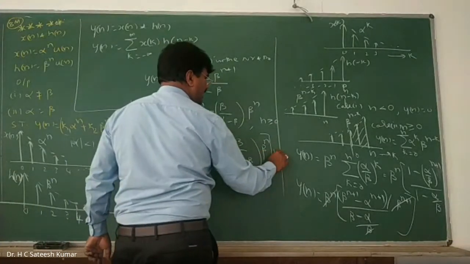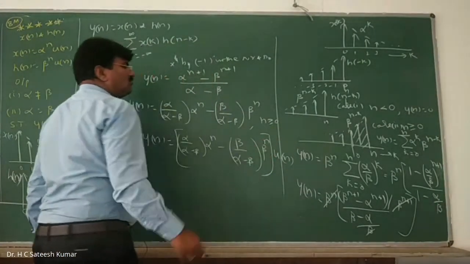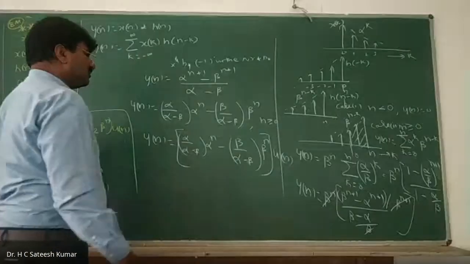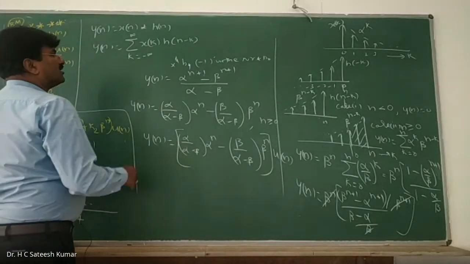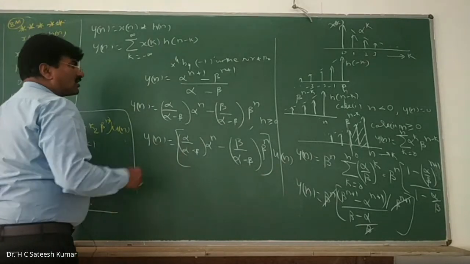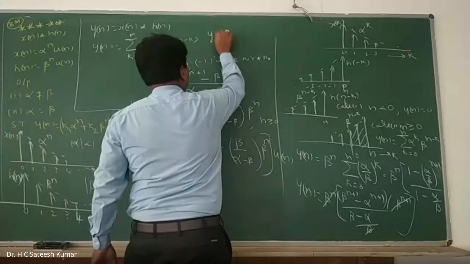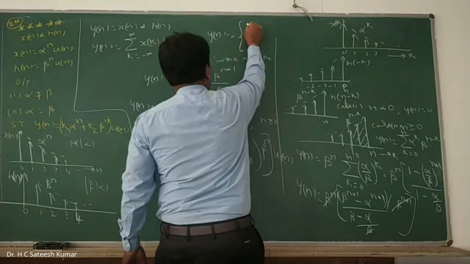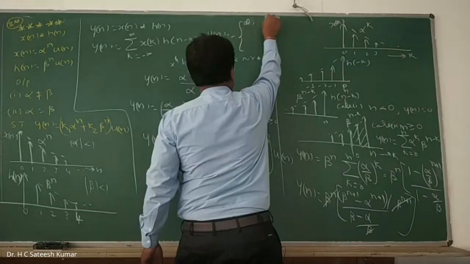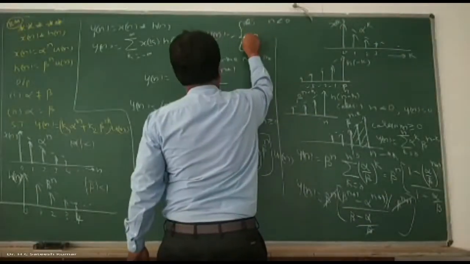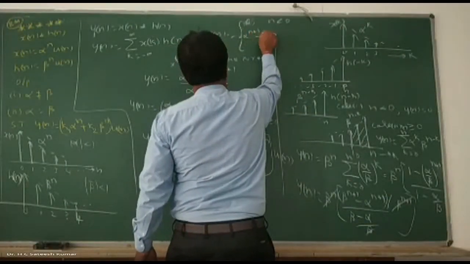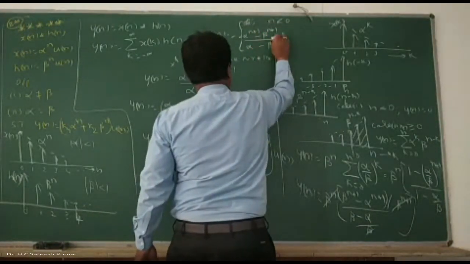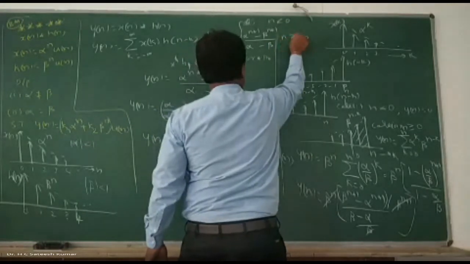This u of n indicates what? Only for positive values, 0. Before 0, its value is 0. No need to write the summary itself. You can write it as, okay, right. So therefore, what is that you can write? Or you can give the summary here itself if you want. Y of n is equal to 0 for n less than 0, and is equal to alpha to the power of n plus 1 minus beta to the power of n plus 1 divided by alpha minus beta for n greater than or equal to 0.